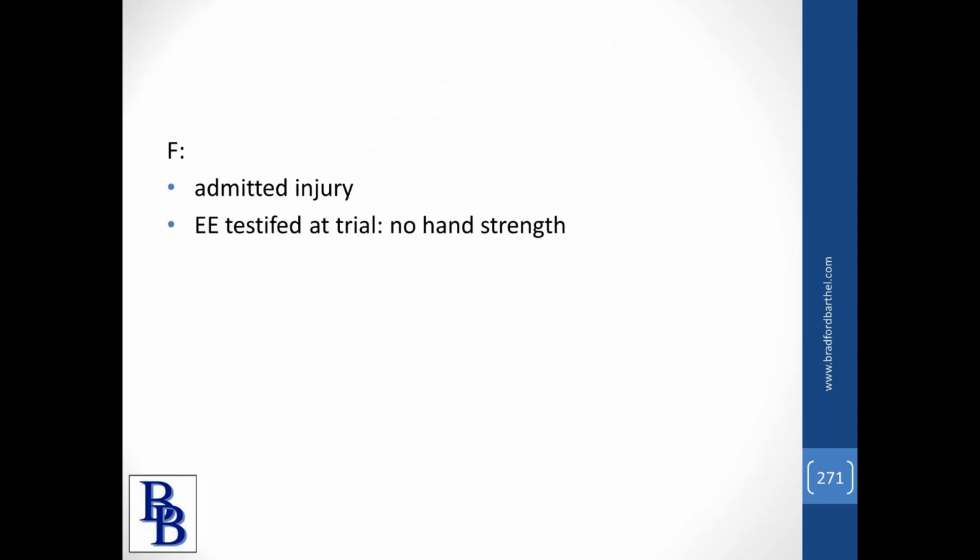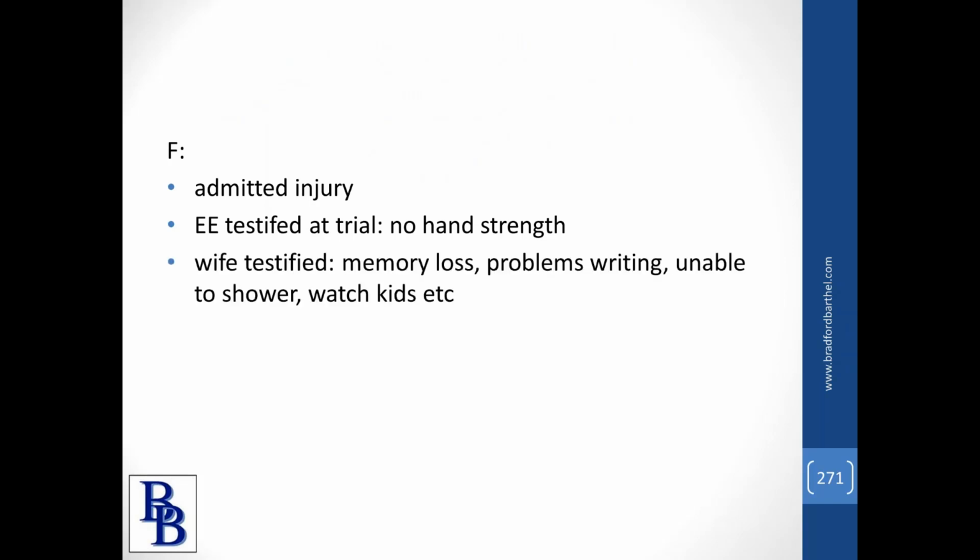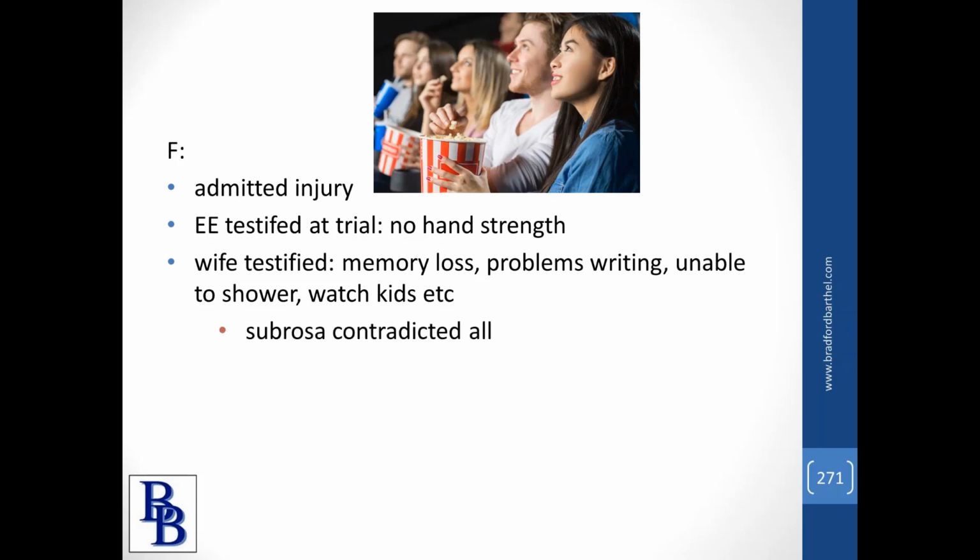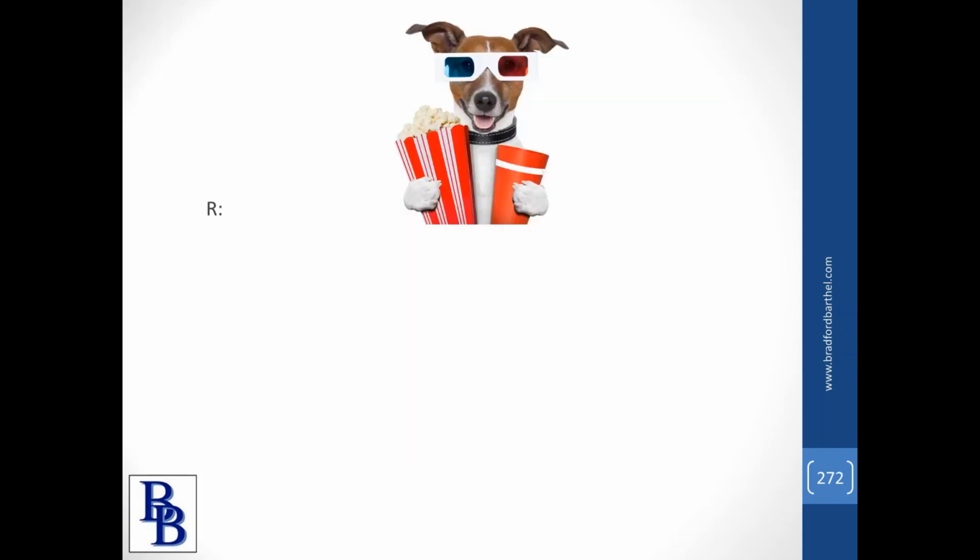All right. Admitted injury. Applicant testified at trial that they had no hand strength. The wife testified he got memory problems, problems with writing, unable to shower. Well, a lot of problems with that hand. Unable to watch the kids. How terribly convenient. Sub rosa said that's a bunch of malarkey. And the question was whether the sub rosa, which had not been revealed at the time of MSC, was inadmissible, and it was held admissible. The reason being that false testimony was surprise.